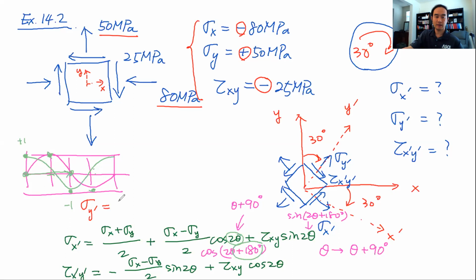With that said, for our sigma y prime equation, we didn't derive it, but you can easily say that it is exactly the same for the first term, sigma x plus sigma y divided by 2. And now, because of this 180 phase difference, this sign goes to negative: sigma x minus sigma y over 2 times cosine 2 theta. And this one goes to negative as well: minus tau xy sine 2 theta. So that's how we can calculate sigma x prime, sigma y prime, and tau x prime y prime. All right, so let's just calculate those.